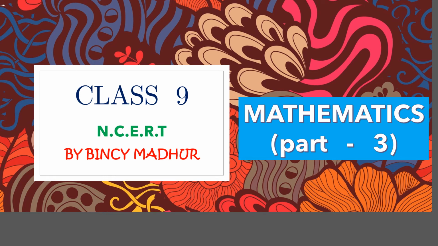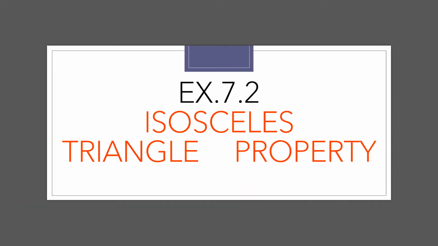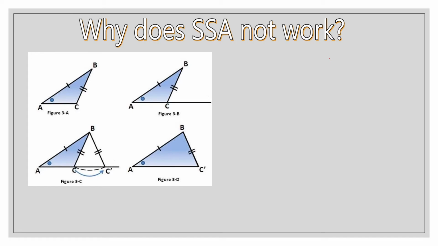This is Class 9 Mathematics. This is the third part of the chapter Triangle. In this video, we will discuss the isosceles triangle property. Before we move to the isosceles triangle property, let us discuss why SSA does not work, because many of my students ask me why their side-side-angle congruency does not work.